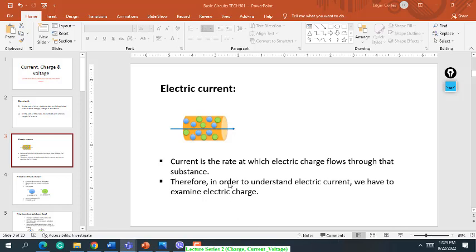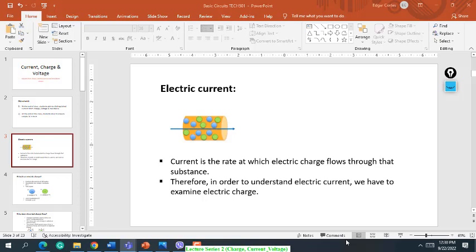So since we are discussing current as a concept, current is the rate at which electrical charge flows through a substance. Current, or kuryente in Bisaya, is the rate. Please mute so we don't get disturbed. So current is the rate at which electric charge flows through the substance. Rate has something to do with magnitude. This is a vector quantity, so it has a magnitude and direction.